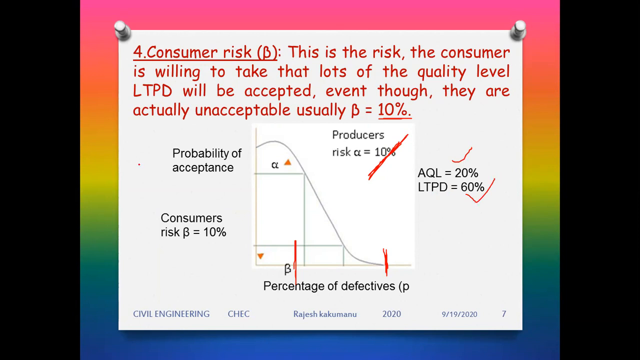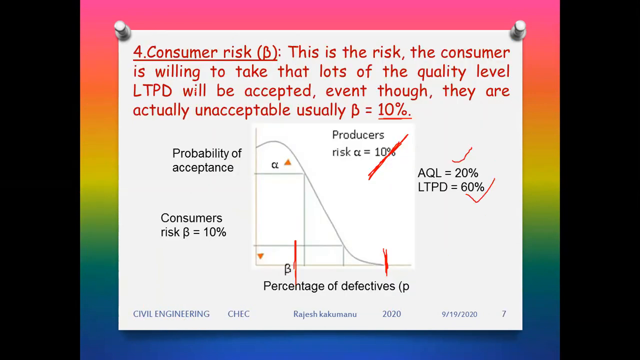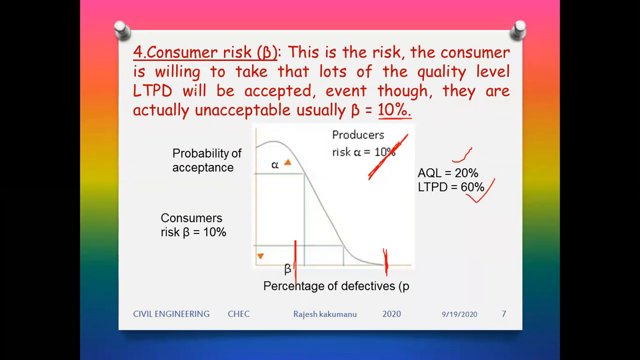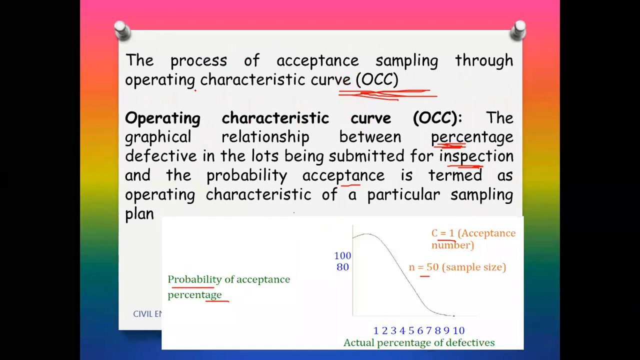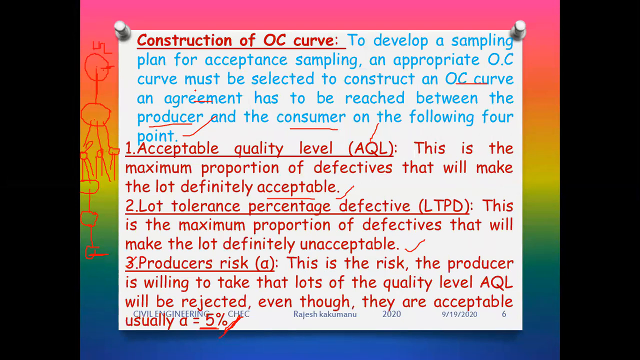Right? So like this, the producer's and consumer's risks are there during the manufacturing and processing of the operating characteristic curve. So this is very minute, basic information I am giving. You may get the question or may not, but this is a simple concept of construction of the operating characteristic curve: how the producer is taking the risk, how the consumer is taking the risk with the percentage of defectives.